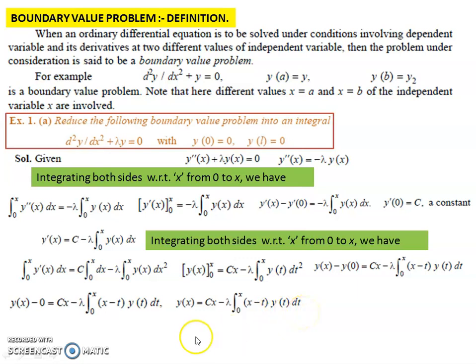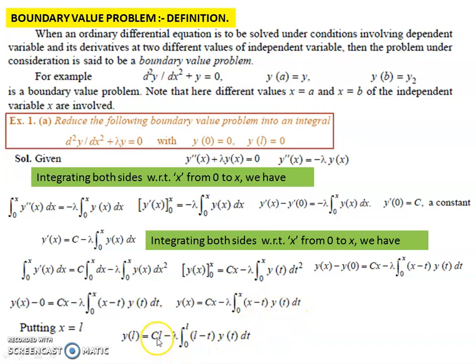But the unknown constant c which we took here is not known till now. So how do we find c? Putting x is equal to l here, so y(l) is equal to cl minus lambda times the integral from 0 to l of (l minus t) y(t) dt.